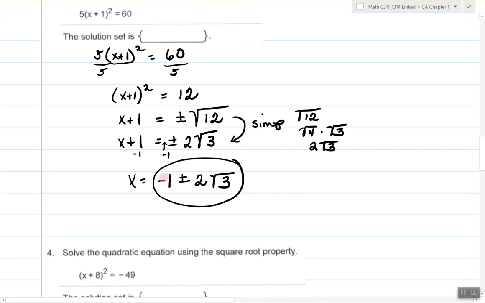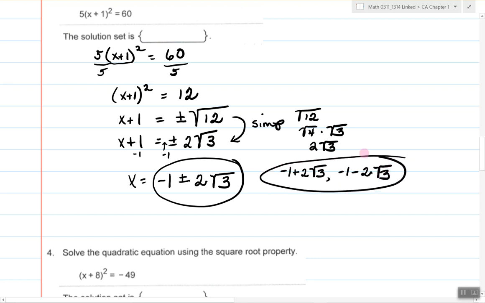So you can either write your answer as a combined form, or negative 1 plus 2 times the square root of 3, comma, negative 1 minus 2 square root of 3. So it's got to be in one of these two formats. Let's look at number 4.